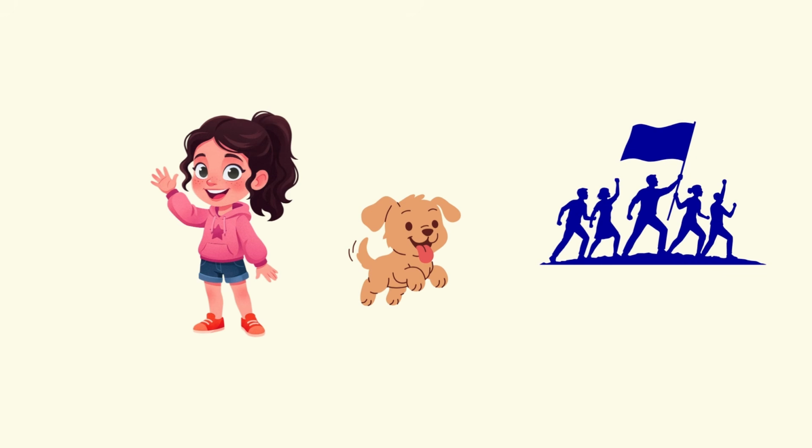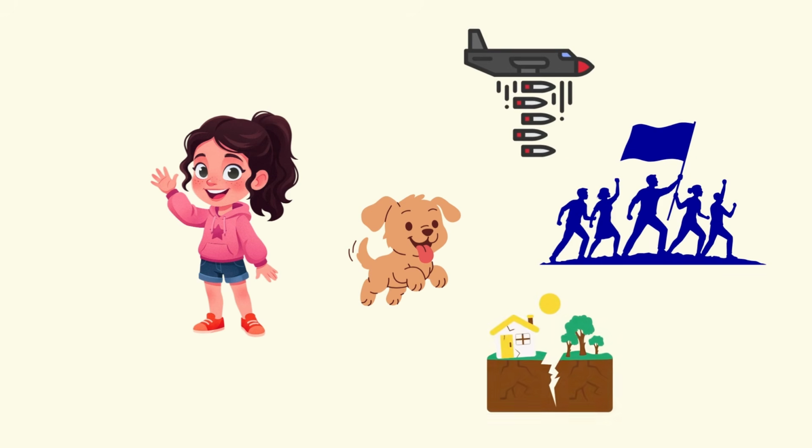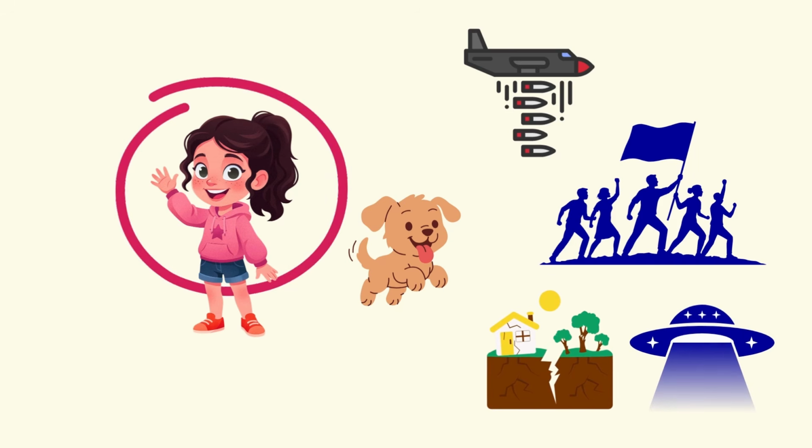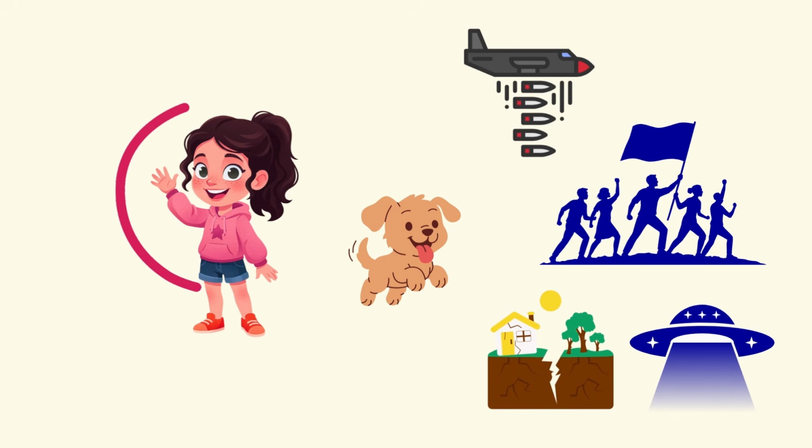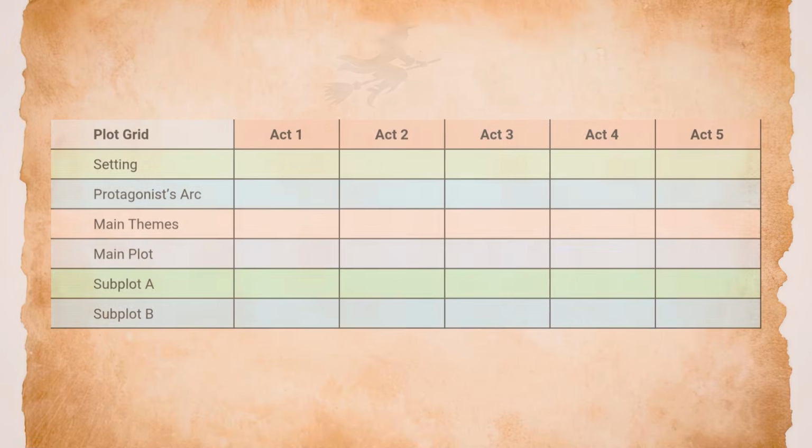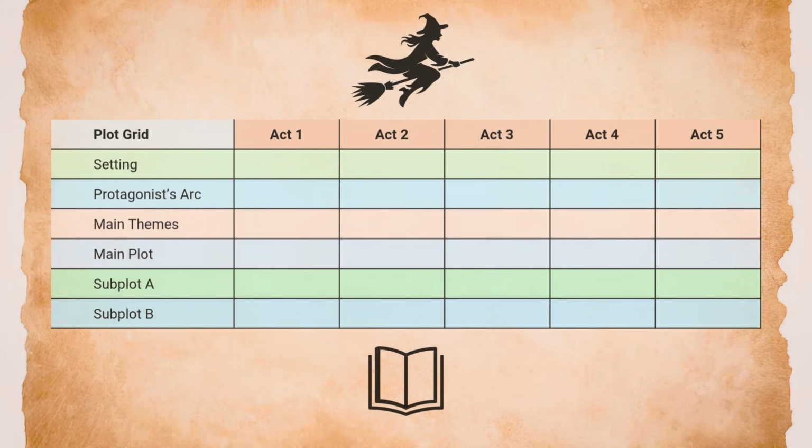There may be a revolution, a war, a natural disaster, or even an AI takeover or alien invasion. But to make the story compelling, the author must filter every event through the character's emotional experience. The hidden power of the plot grid is its ability to map this experience. Don't just use it as a checklist for plot points. For every event, ask, how does this change the character?